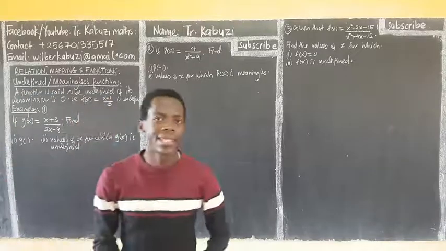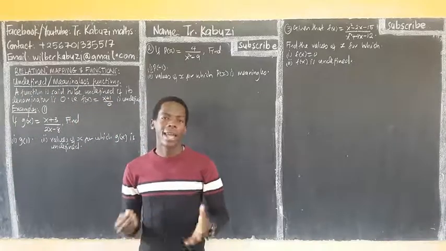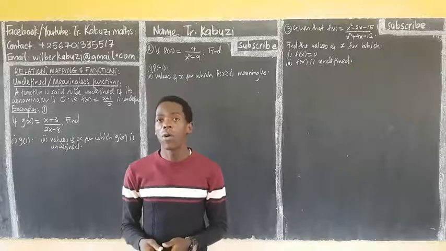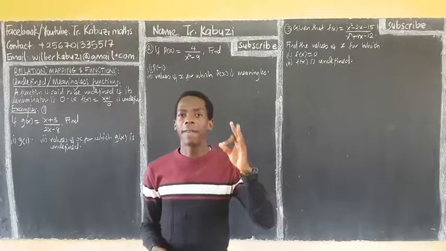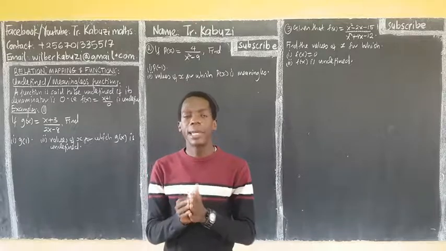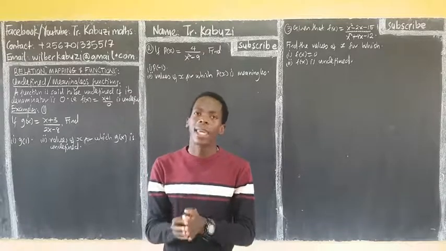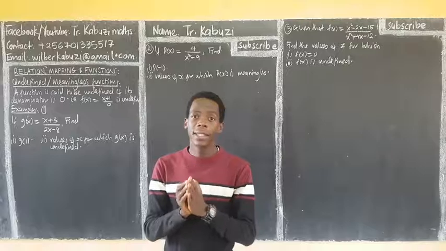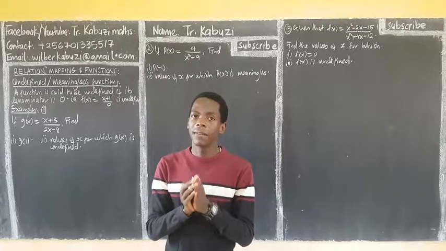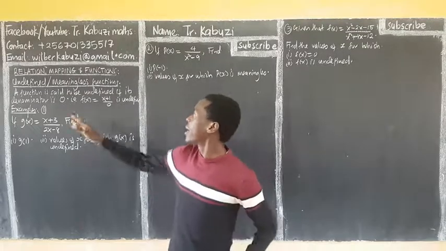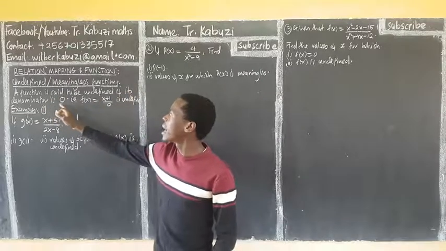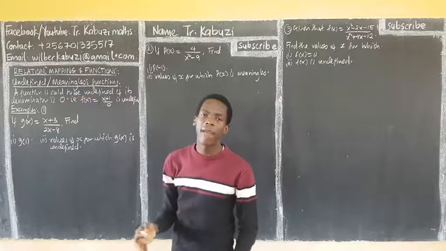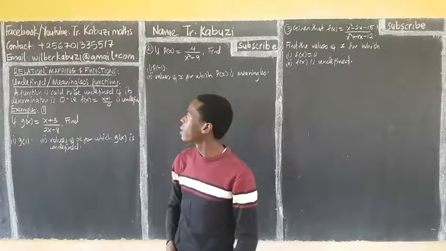Okay, now let us see what we call undefined functions or meaningless functions. A function is said to be undefined if its denominator is 0. If the denominator of any function is 0, it's called an undefined function. Meaningless or undefined means the same.